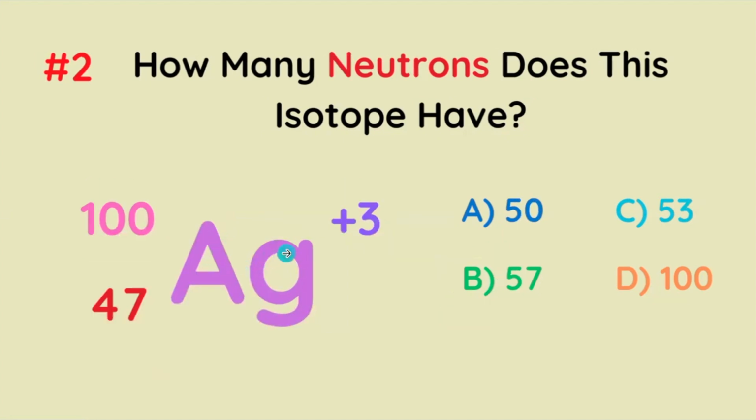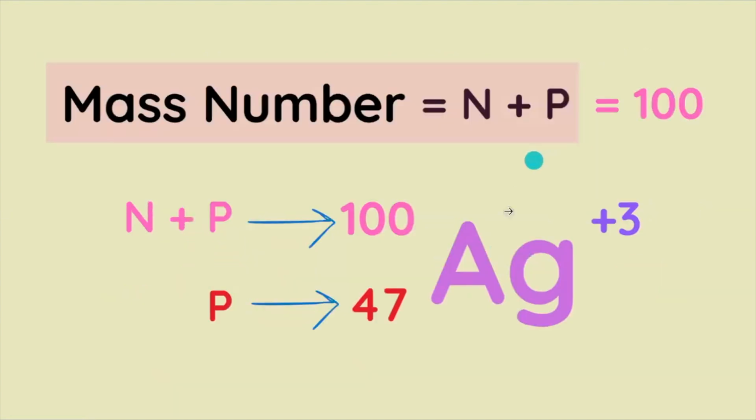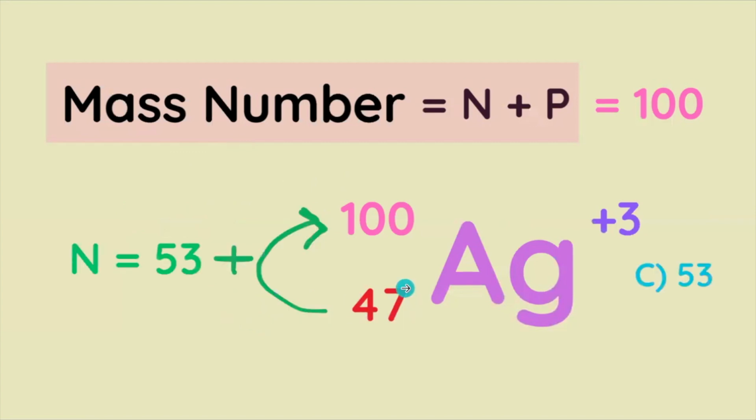What about the number of neutrons that this isotope has? Is it 50, 53, 57, or 100 neutrons? The key to finding this answer is mass number, in this case 100. It's the sum of the number of neutrons and protons. And coupled with the fact that we already know how many protons there are, neutrons make up the difference. So therefore there are 53 neutrons.